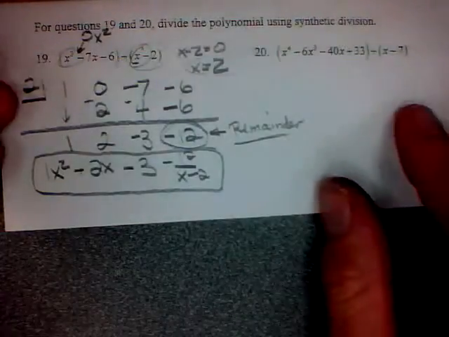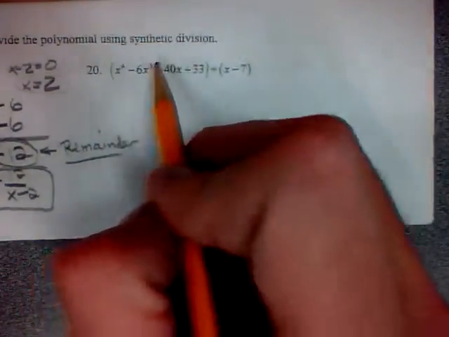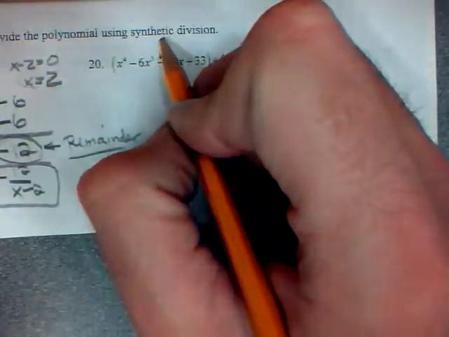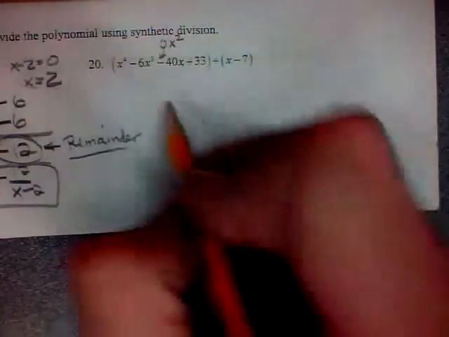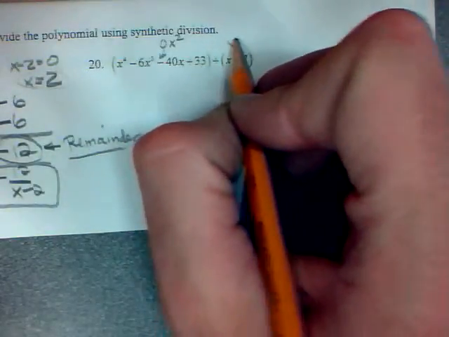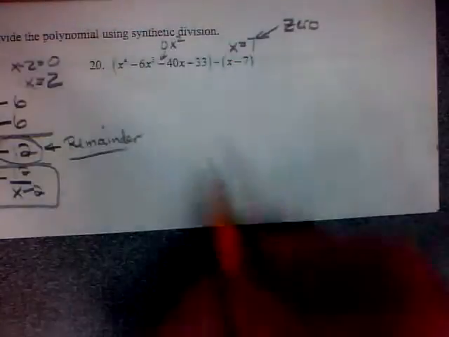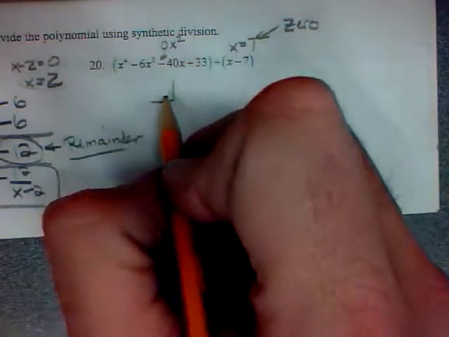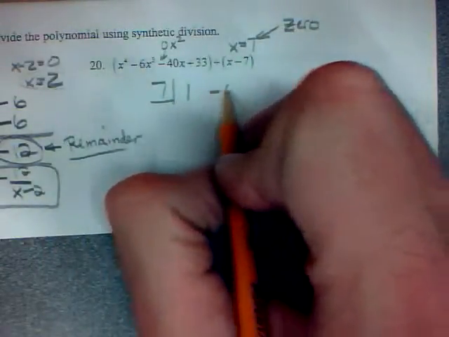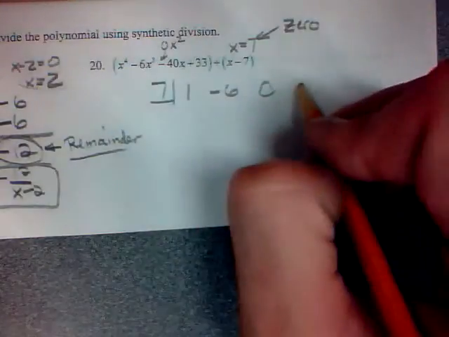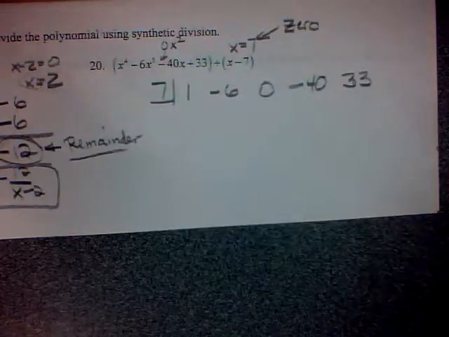Okay. So if we move on to number 20, this one looks like we have an x to the fourth, an x to the third. Again, looks like we're missing the square term, so we need a 0x squared in this one. And then we got the x and the whole number. So again, we need the 0 here. So this is x equals 7. This is your 0. Okay. The 0 goes into our box, which in this case is 7. We list our coefficients. So this is 1, negative 6, 0 for the x squared, negative 40 for the x, and a positive 33 for your constant.